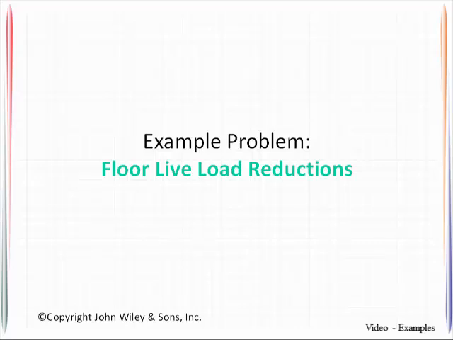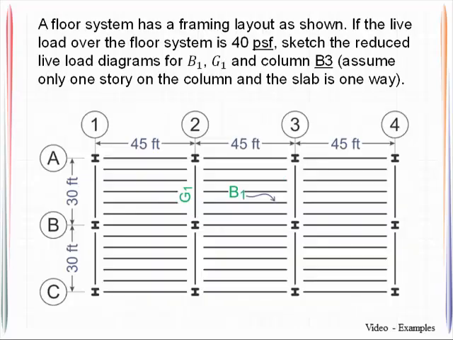Well, hello again. In this example, you will learn how to incorporate floor live load reductions when sketching load diagrams for beams and columns within a building. Specifically, we will take a look at this framing system made of beams, girders, and columns. We are told that the unreduced live load on this floor system is 40 pounds per square foot. We're being asked to sketch the reduced live load diagrams for beam B1 and girder G1.